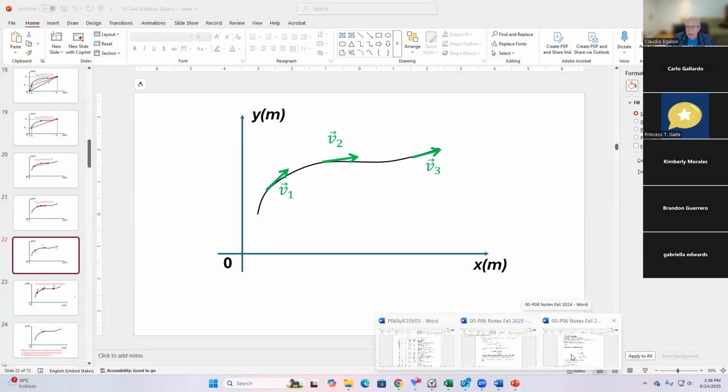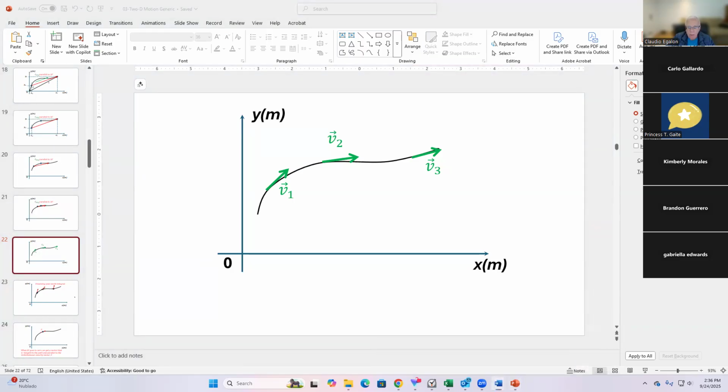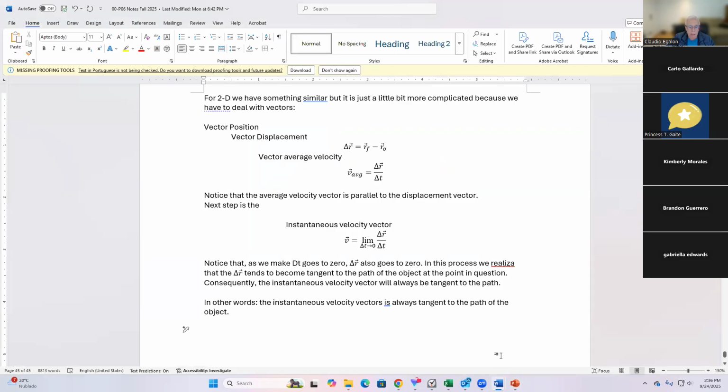I think that we can now stop here, take a little break, and let's see if I have to write anything else. Instantaneous velocity is always tangent to the path of the object. The path that the object is taking, whether it is in 2D space or 3D space.